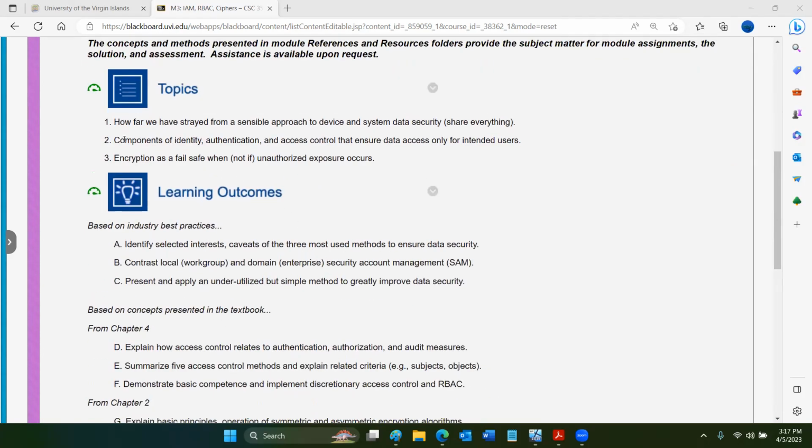in our previous session, we talked about how far we've strayed from a sensible approach to device and data security, right? We showed how the default at each root of a disk drive is set to allow any user read and execute privileges, and authenticated users the ability to modify things. So that's really insane when you think about it.